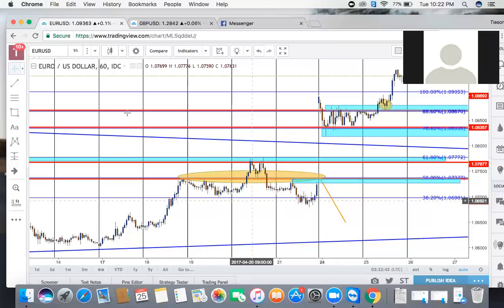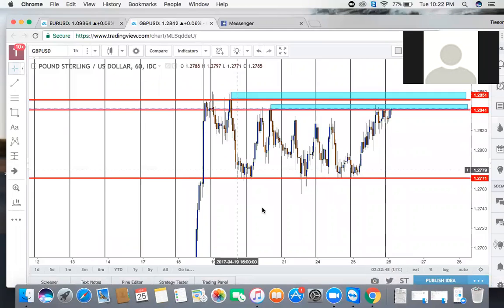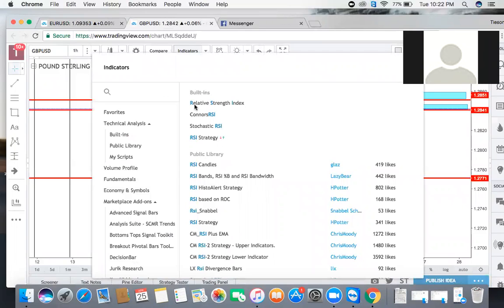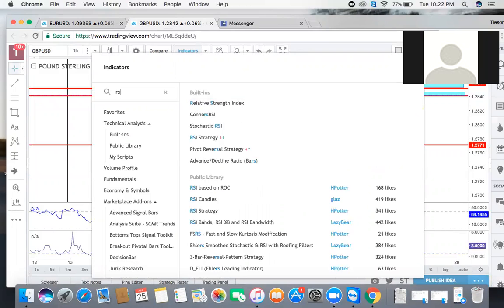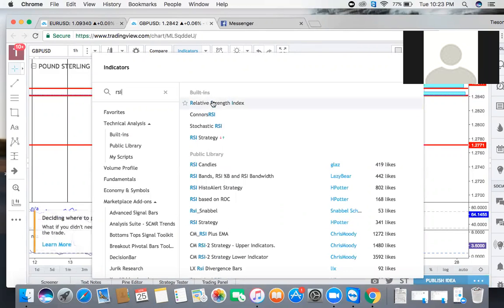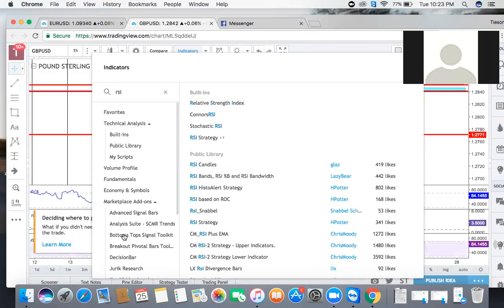And as for RSI, I hope I explained that good enough for you guys. RSI is relative strength index. It shows where big banks are buying and selling at. So that's why I like it.